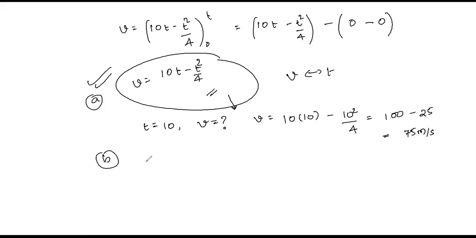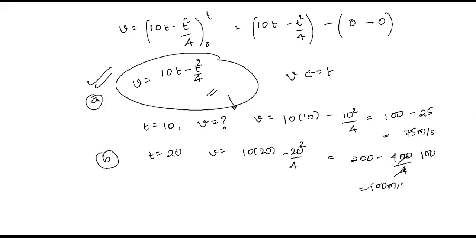Right? Now the next point, at t is equal to 20, what is the velocity? It is equal to 10 into 20 minus 20 square by 4, correct? This gives me 200 minus 400 upon 4, that is 100 meter per second. Can you verify that? That's what I got. Right? So we got the expression for velocity. Using this expression, we found the velocity at any two given instants of time.